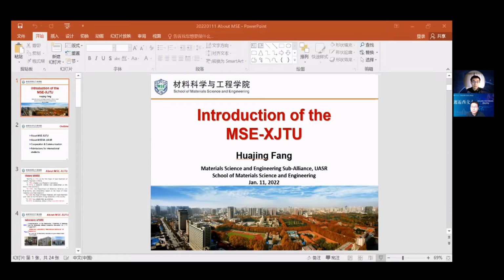Here is a brief history of our school. Starting in 1952 as the first major of heat treatment of metallic materials in China. In 1963, we initiated as a research laboratory. And in 1979, a research institute was established on the basis of the laboratory. And 4 years later, the Department of Material Science and Engineering was established based on the major of metal materials and heat treatment.